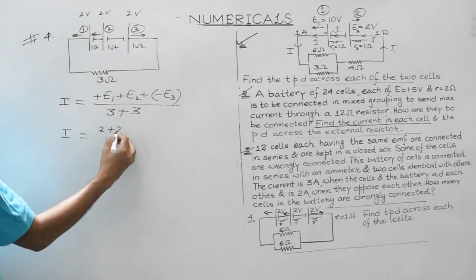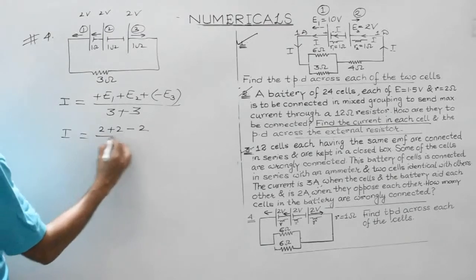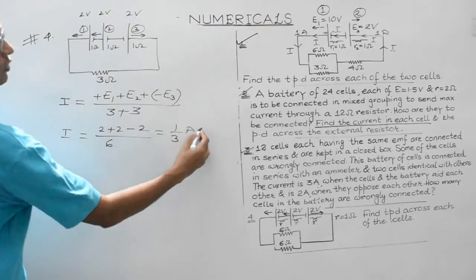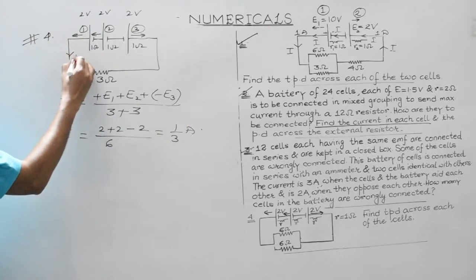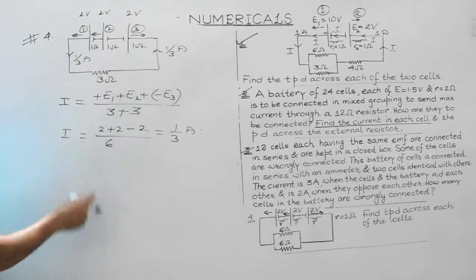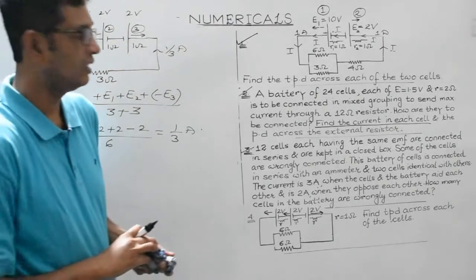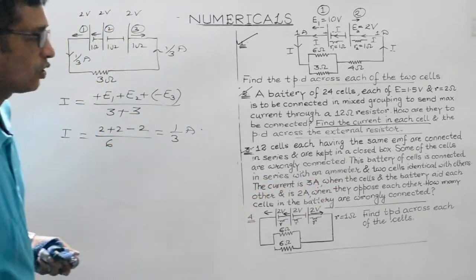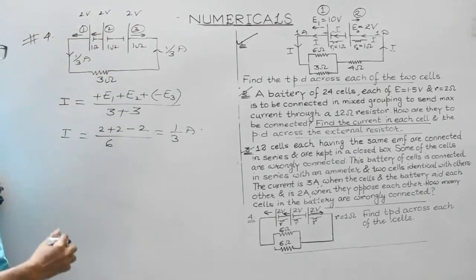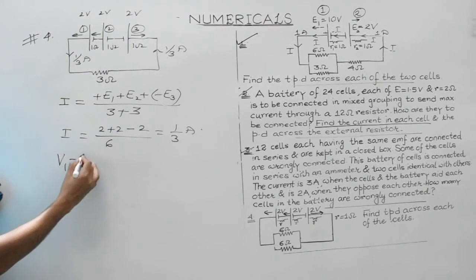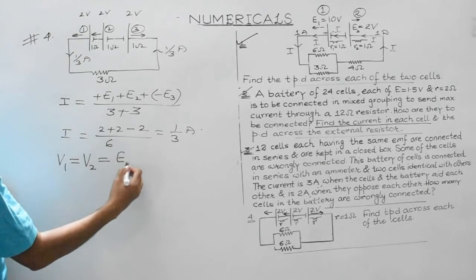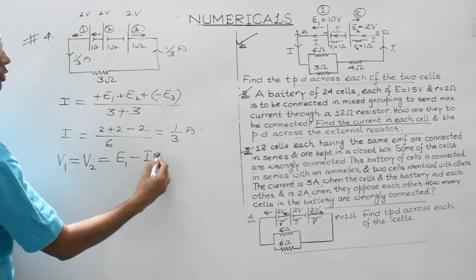E1, 2 plus 2 minus 2. Each of EMF 2 divided by 6. So what we get is 1 by 3 ampere. So this is the net current flowing through the circuit, flowing through each cell. Across each cell, this is the current flowing, right? Now let's find out the TPD across each cell. Now both these cells, 1 and 2, are identical and sending current in the same direction. So TPD across the first cell would be equal to the TPD across the second cell, and it would be equal to E1 or E2 minus I into R1.